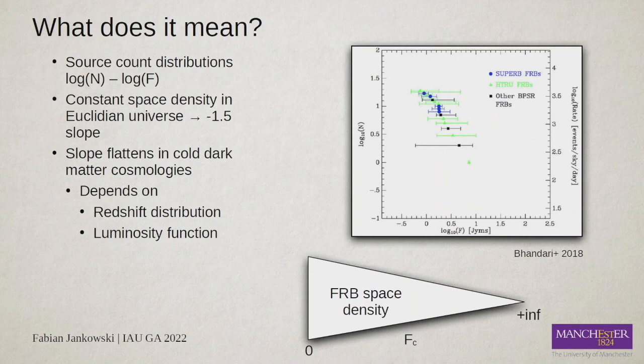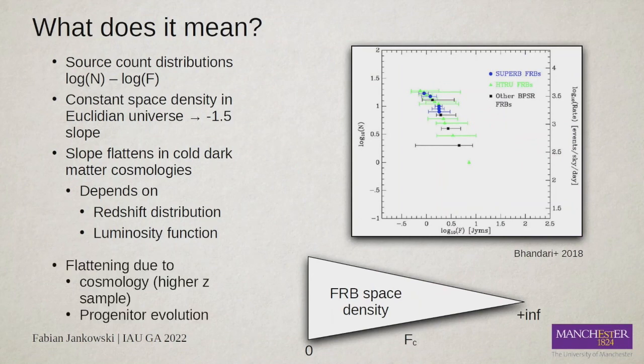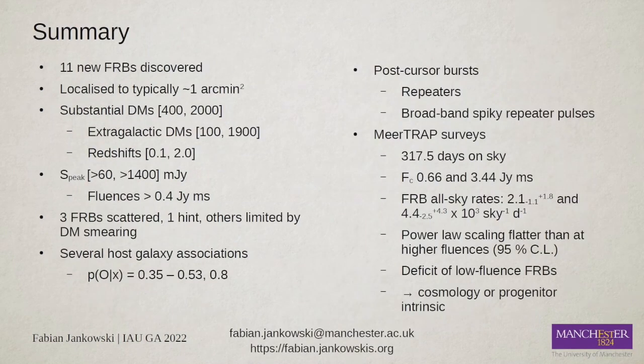And so what does this actually mean? The rate versus fluence distribution traces the source count distribution of FRBs, and we think that this flattening might be due to cosmology. So maybe we have discovered a higher redshift sample where cosmological effects become more apparent, or maybe there's progenitor evolution happening. So I think this is quite neat already because we have these two data points. That's already my summary. Thank you very much.